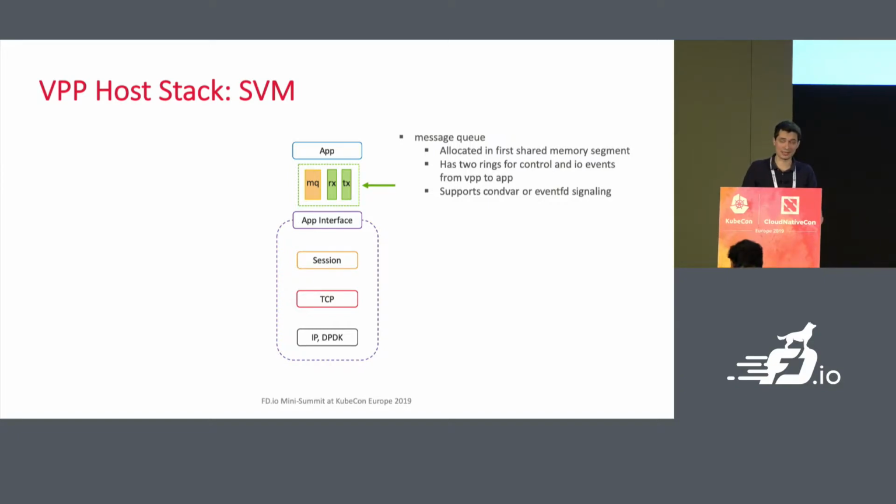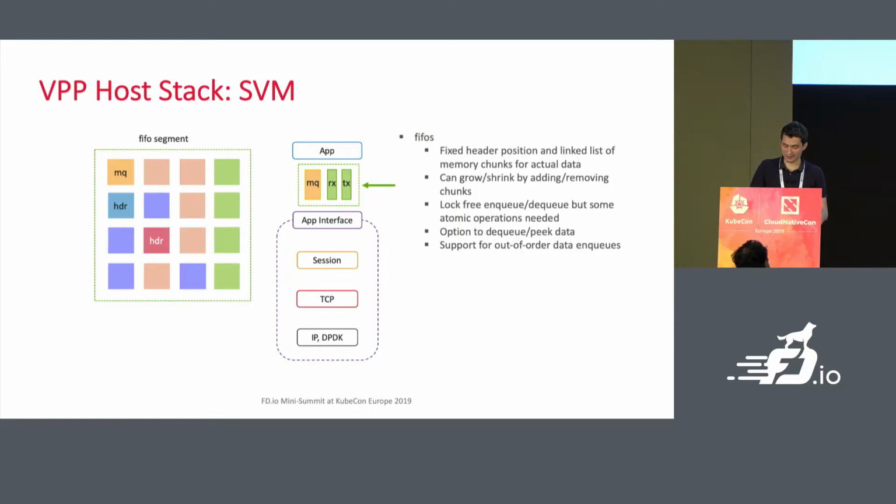And the reason why I'm mentioning this is, although event FDs are slower than convar mutex pairs, or at least in my testing, they're interesting because if we have applications that want to handle both Linux FDs and VPP sessions at the same time, then if they use event FDs for signaling, this happens to be pollable, so you can add them to an epoll group, you can do select on them. So they're much easier to use for this type of applications.